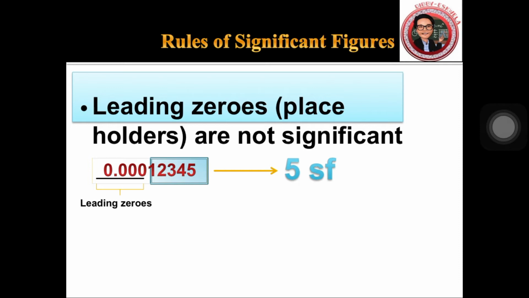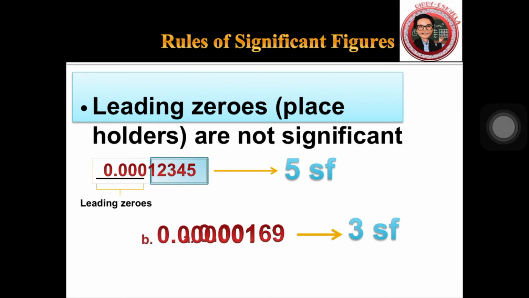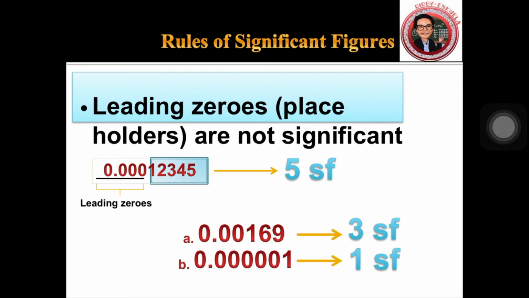Let's have another examples though. How many SF do you think we have in letter A? Yes, 3 sig figs or 3 SF. And for letter B, okay, we only have 1 SF or 1 significant figure for that. The answer is 1 SF.